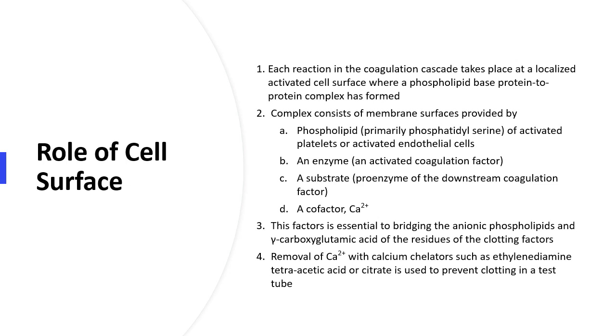These factors are essential to bridging the anionic phospholipids and gamma-carboxyglutamic acid residues of the clotting factors. Removal of calcium with calcium chelators, such as ethylenediaminetetraacetic acid, also known as EDTA, or citrate, is used to prevent clotting in the test tube.